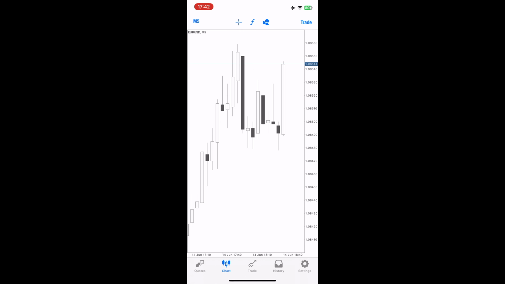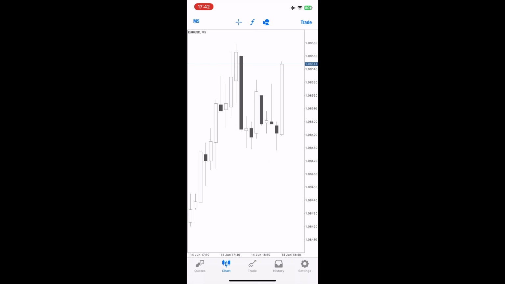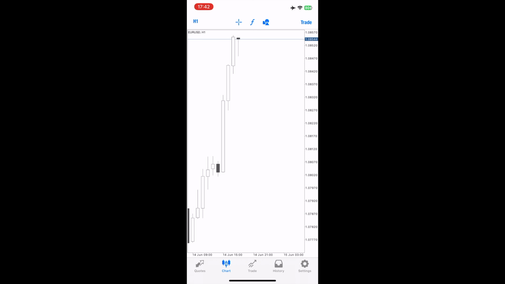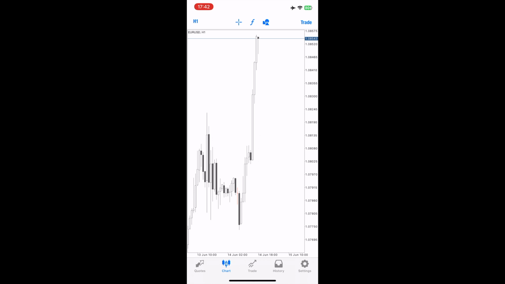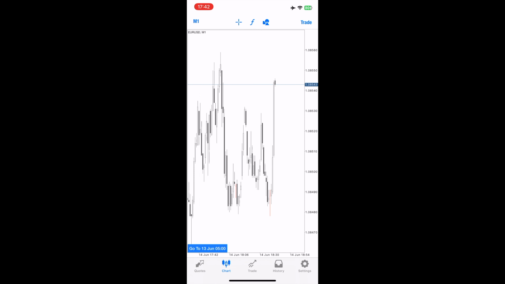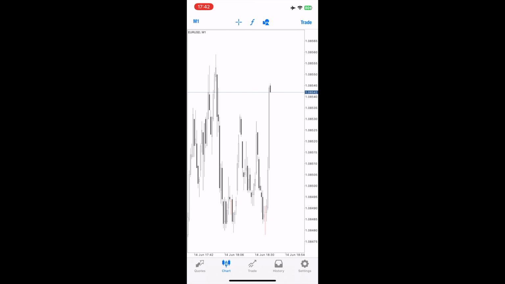Now, the next thing is, what is a buy limit and what is a sell limit? Now, let's go to, let's say, the 1 hour chart now. Okay, I'm going to use a buy limit, for example. Oh no, let's be fast so I will not waste time. This is the 1 minute chart.